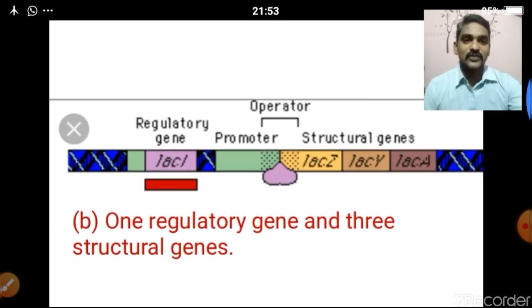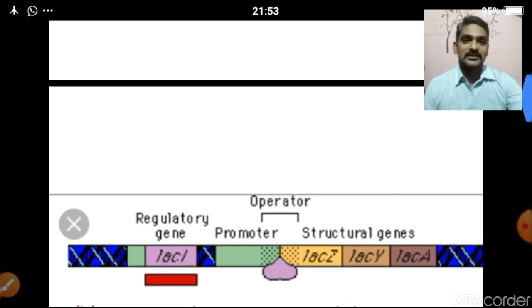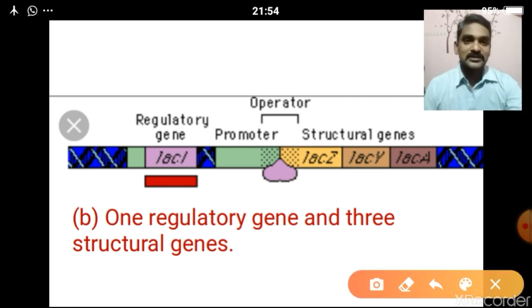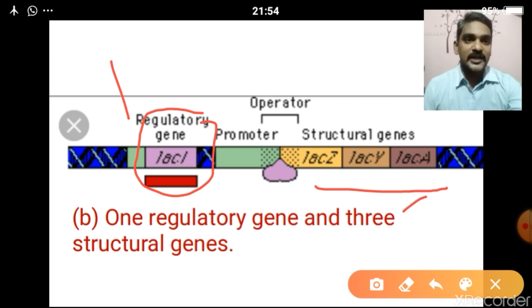See, this is the structure of the lac operon. So you can see the answer. What is there: 1 regulatory gene and 3 structural genes. So which is the regulatory gene here? You can see, this is the regulatory gene. So 1 regulatory gene was there, and on this side, from here to here, lac Z, lac Y, lac A. Totally 3 structural genes are there. So totally 1 regulatory gene, 3 structural genes. So option B is the correct answer.